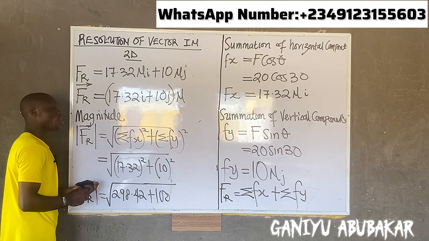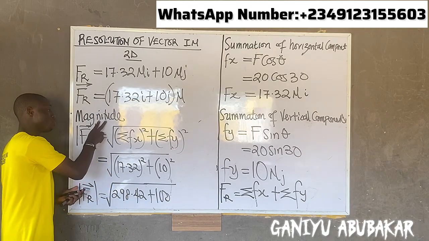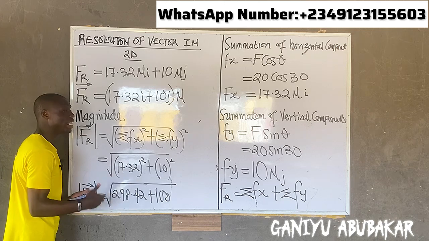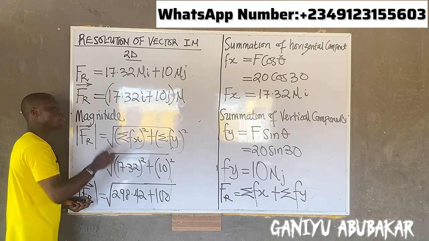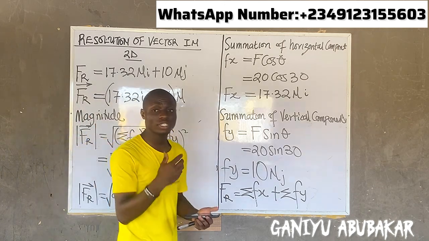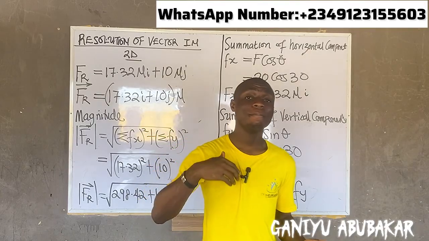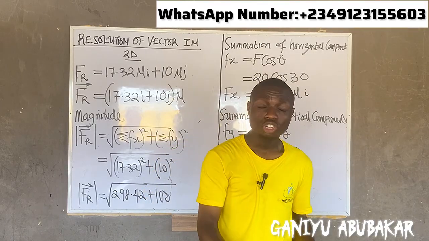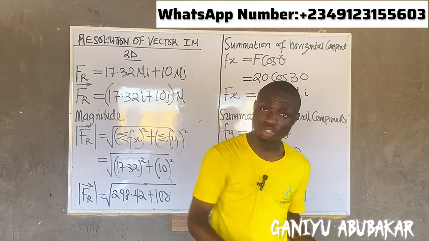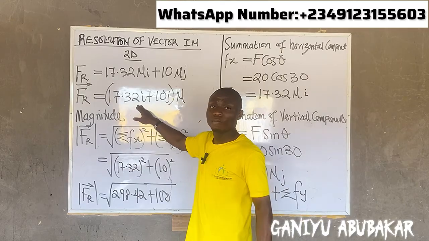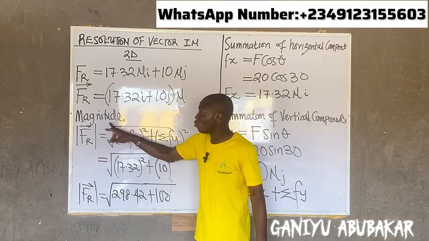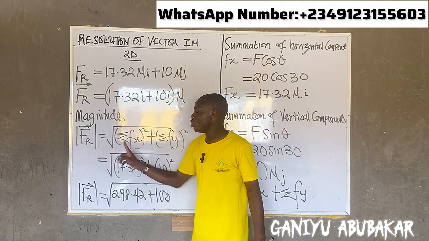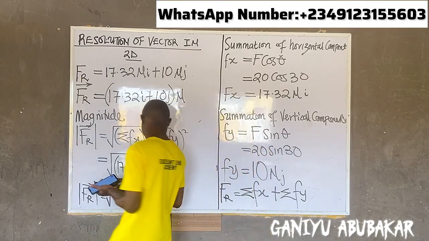By the way, I'm not supposed to look for the magnitude. I'm just showing you in case. The question says we should find the resultant force, not the magnitude of the resultant force, so I should have stopped here. But in case you have to find the magnitude, just take the magnitude this way and then solve this way.